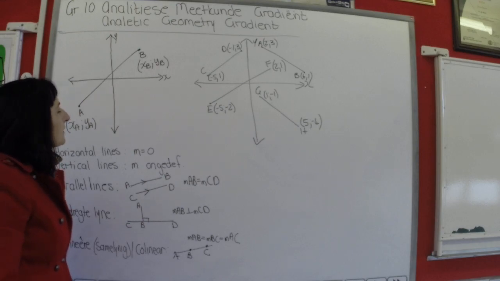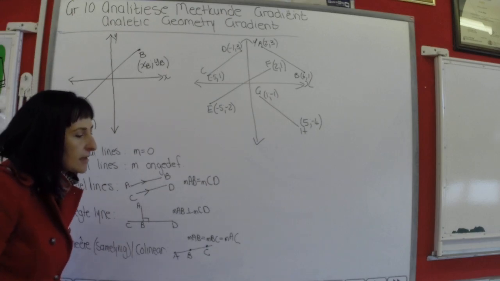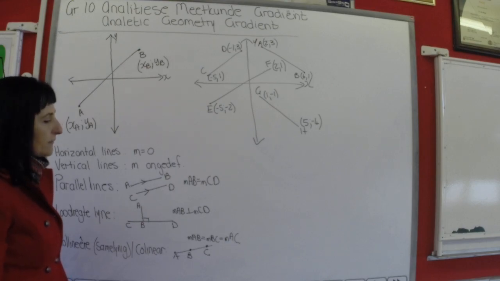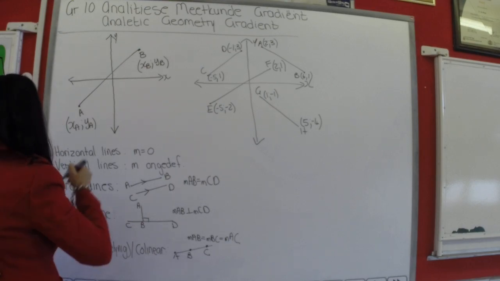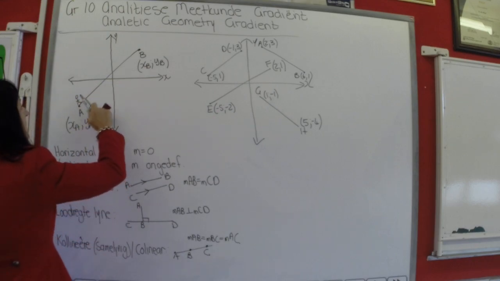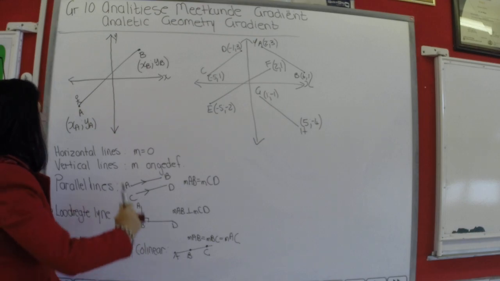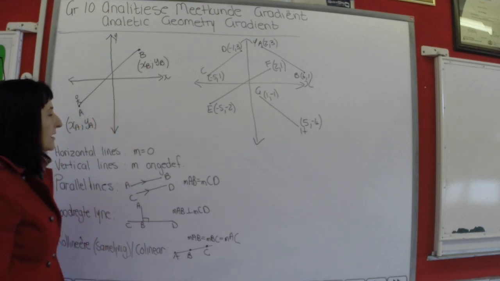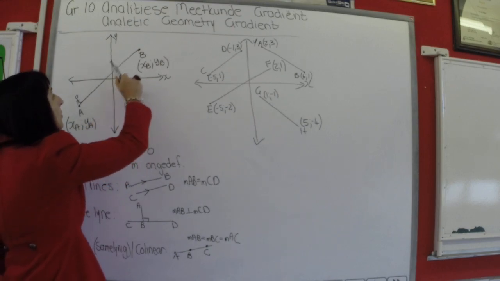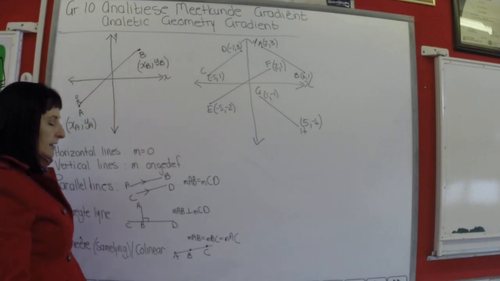En ons weet uit graad 9 dat die gradiënt van 'n lyn die verandering in y op die verandering in x is. The difference in y on the difference in x. So if there's a little man walking from point A up to point B, the steeper the line, the more this little man is going to suffer. Meaning, die gradiënt sal groter wees hoe steiler die lyn is. In hierdie geval is die gradiënt ook positief, want hy loop opdraande. As die lyn afdraande geloop het, sou die gradiënt negatief gewees het.